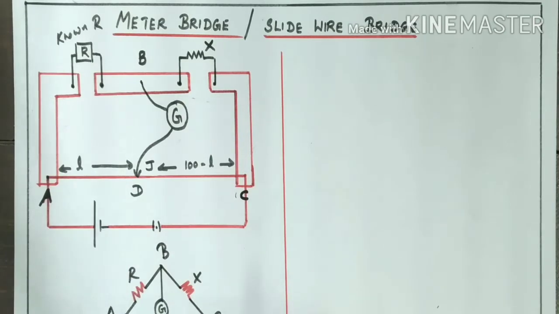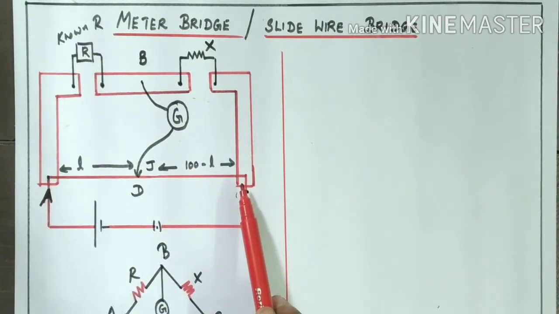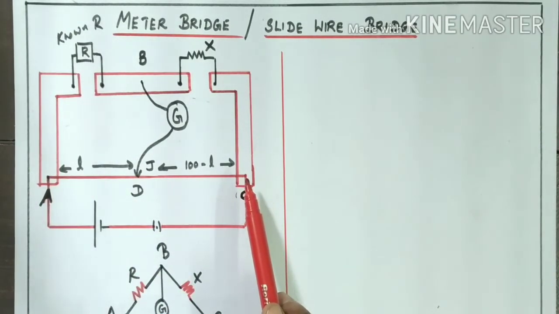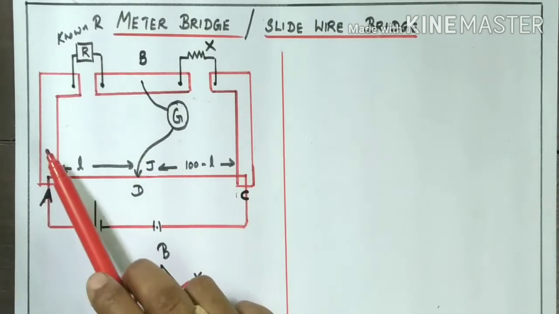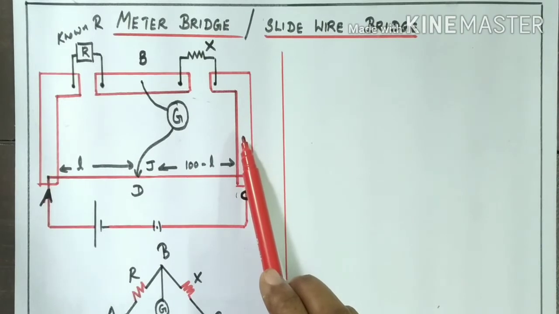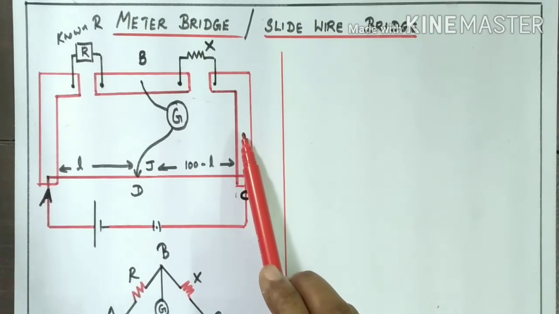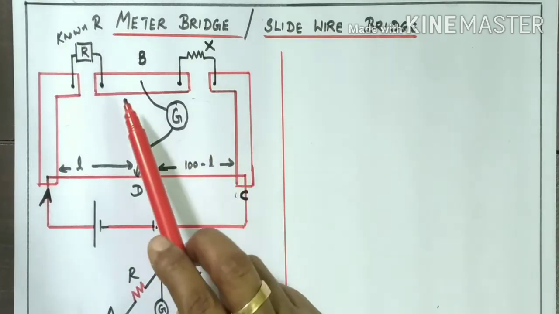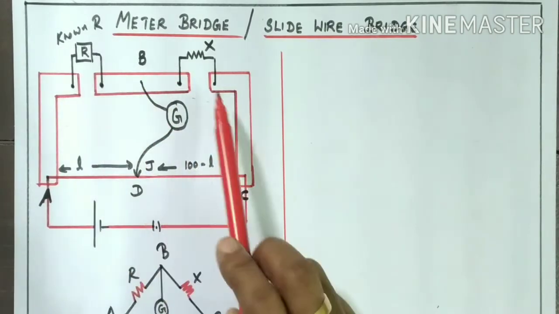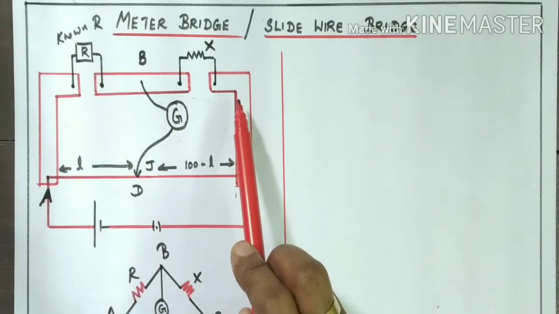Meter bridge consists of a 1 meter wire. Here AC represents 1 meter constantan wire or manganin wire. They are alloys. They are stretched between two right-angled copper strips. Why are thick copper strips used? Because as thickness increases, the area of cross-section increases, and hence resistance can be decreased. Here there is a rectangular copper strip placed between these two right-angled copper strips.